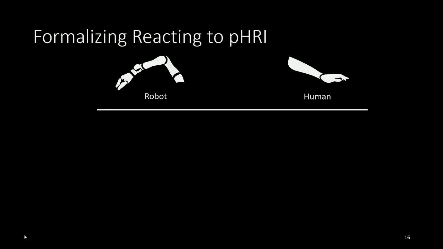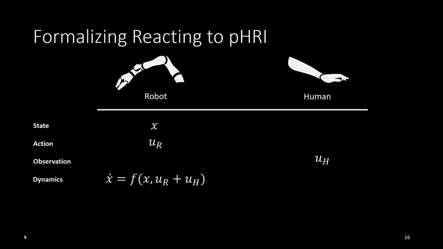So let's talk about this system. First, the robot has a state X, and it takes actions UR. The human takes actions UH, and the robot transitions according to its dynamics, which depend on both the human and the robot actions, so both of us can affect how the robot moves. Finally, the robot has some sort of reward function. Importantly, both the robot and the human share this reward function. It's the same for both parties. The reward function, R, considers the robot state, the robot action, the human action, and theta, a reward parameter.